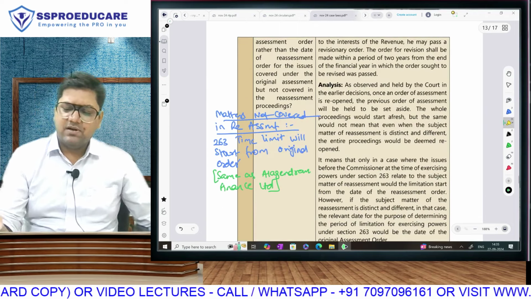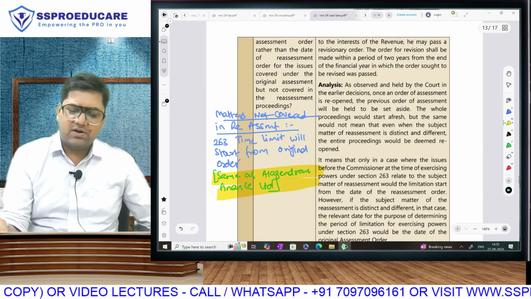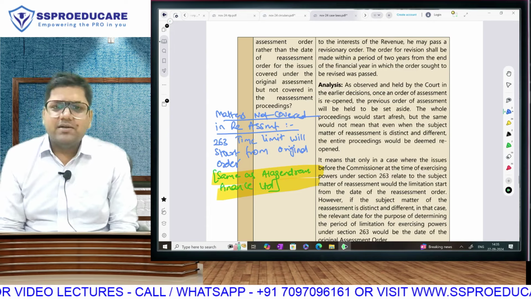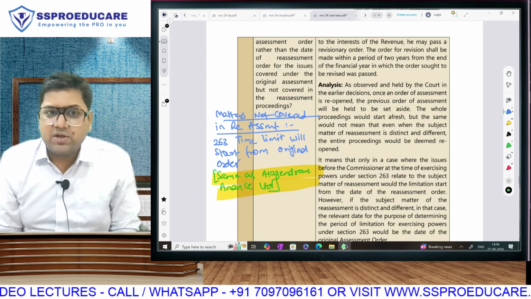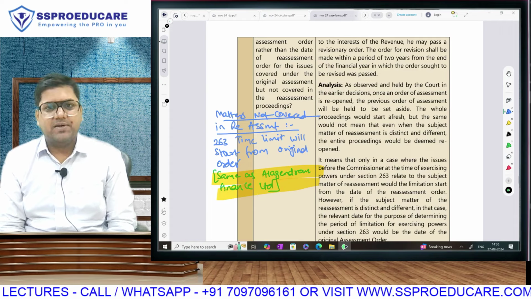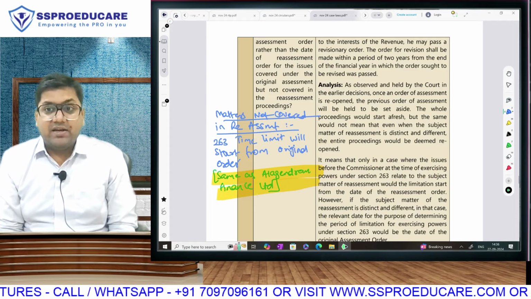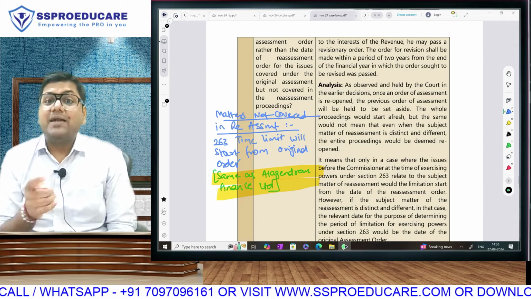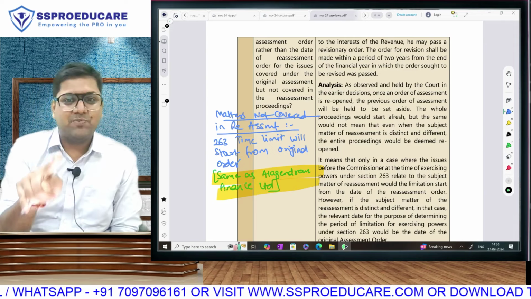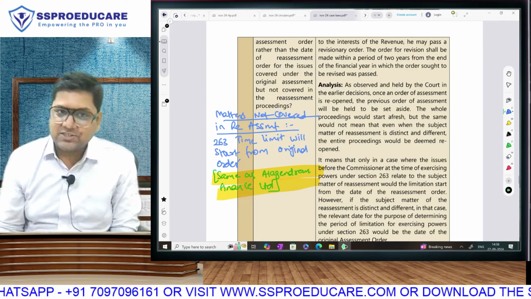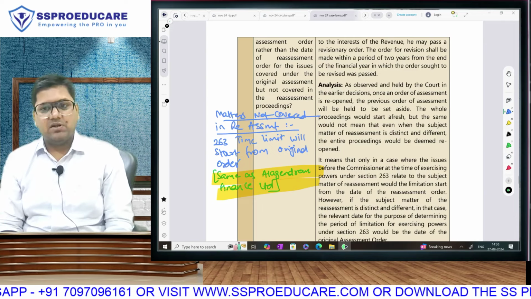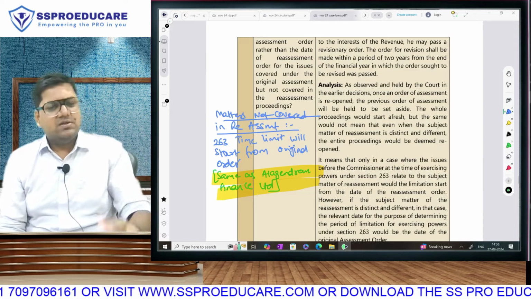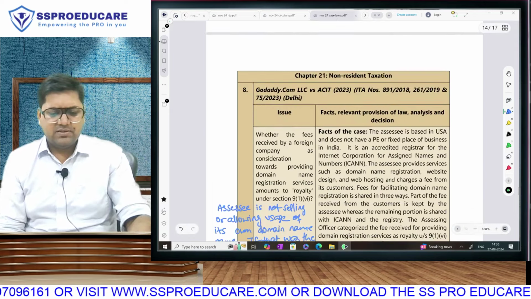Next, IDBI case. This is a verbatim copy of what we have studied already as Elegant Finance case law in your appeals and revision chapter. Time limit of doing 263 revision is 2 years from the end of the financial year in which the order was passed. If a reassessment has taken place, then we will take time limit from the reassessment order. But any matter that has not gone in reassessment, we will take from the original order. Matter that has gone in reassessment from the reassessment order. Matter that has not gone in reassessment, we will take it from the original order. Same as Elegant Finance. Okay.